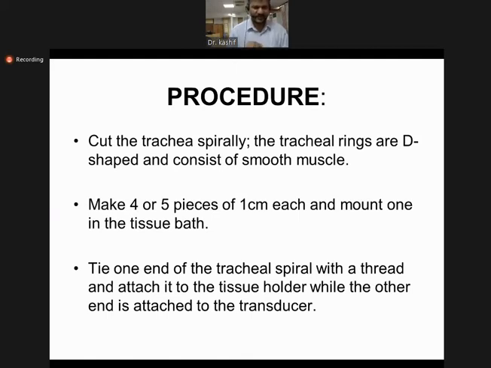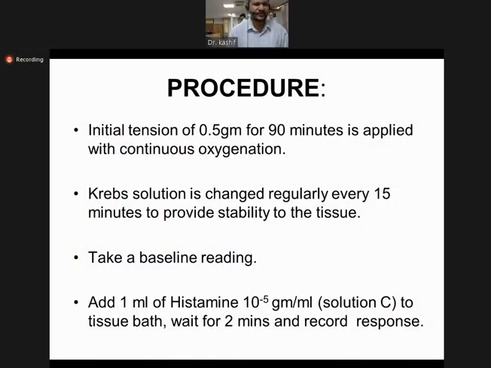Okay, then we tie this thread to the PowerLab system. In the PowerLab system, there's a thread over there. Then you tie it with this thread, and then you start the procedure. The tension of the machine is also important. The initial tension of 0.5 gram for 90 minutes is started. Continuous extrusion. Krebs solution is continuously changed.